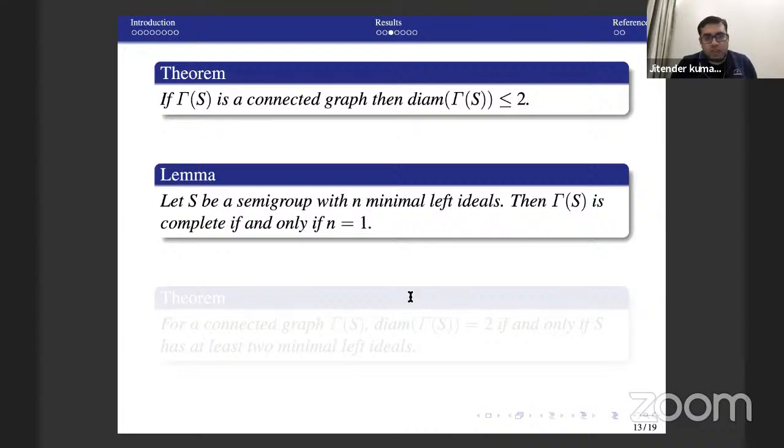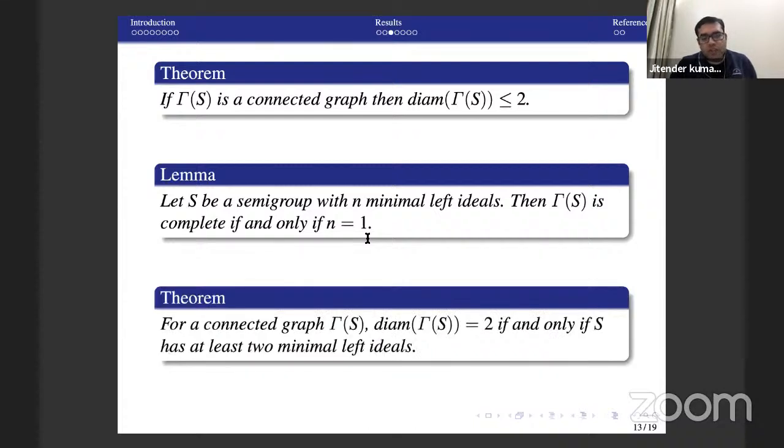And this result is: when a semigroup has n minimal left ideals, then gamma S is complete if and only if n equals 1, meaning it should have only one minimal left ideal. And this is again a classification for when the diameter of the given graph is 2, if and only if S has at least 2 minimal left ideals.